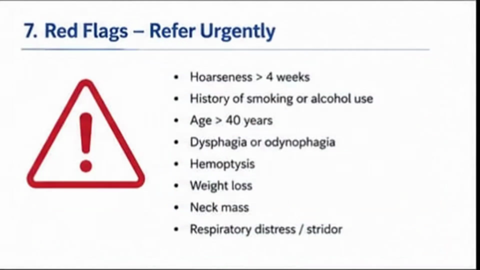Now, certain features should raise concern for serious disease, and these include hoarseness lasting longer than 4 weeks, smoking history, alcohol abuse, age above 40 years, dysphagia, odynophagia, hemoptysis, unexplained weight loss, neck mass, and stridor. The presence of any of these features warrants urgent ENT assessment to exclude laryngeal cancer or other significant pathology.